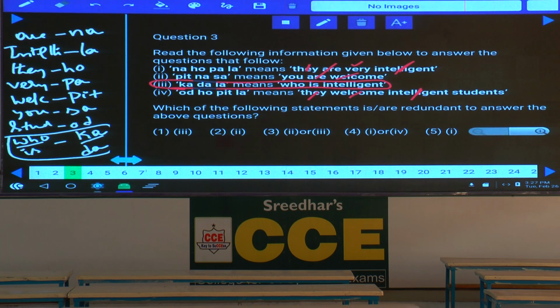By comparing these two, we'll get the code for welcome. U is left over. The code to this word U can be identified. Student is also there, isn't it? Hence without this statement 3, I am able to determine the codes for all the given words. But with the help of 3, anyhow these two, who and is, cannot be identified, and intelligent can be identified with the remaining, hence 3 is not required. Redundant means which is not necessary.